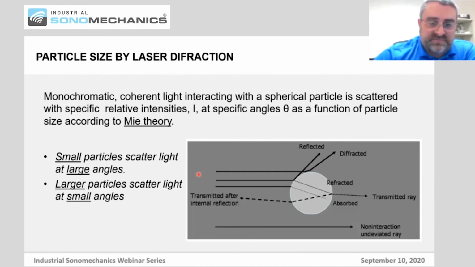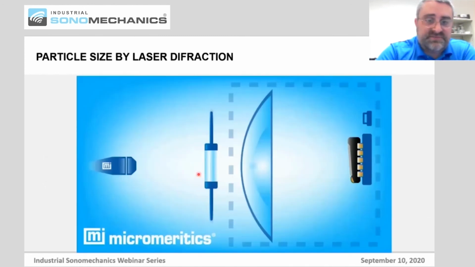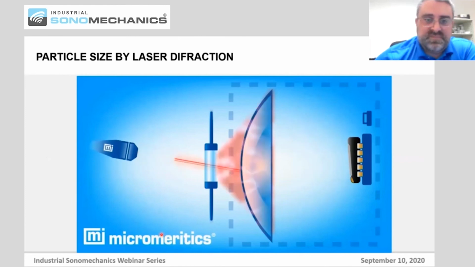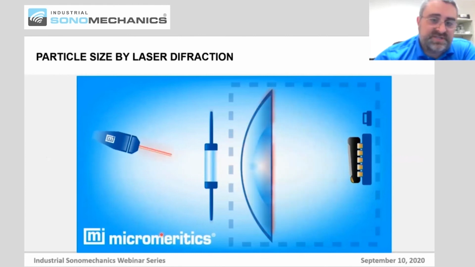So in this graphic, you can see how laser diffraction works. You have a light source, it interacts with the cell that's containing the emulsion, and the scattered light is collected by a lens and focused onto a detector.